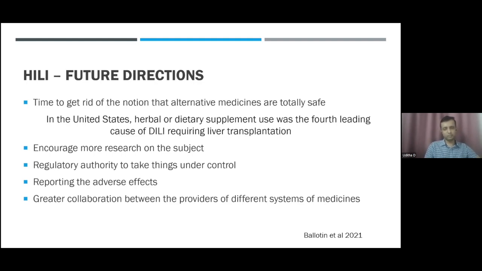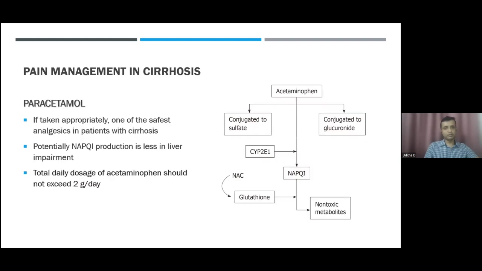I'm now just going to touch on some brief important classes of drugs that we need to know about when prescribing for a patient with liver injury. One of the most important factors in cirrhosis is pain management. Paracetamol is well known to be toxic to the liver when taken in overdose. But the bottom line is, if taken appropriately, paracetamol is probably the safest analgesic in a patient with cirrhosis.